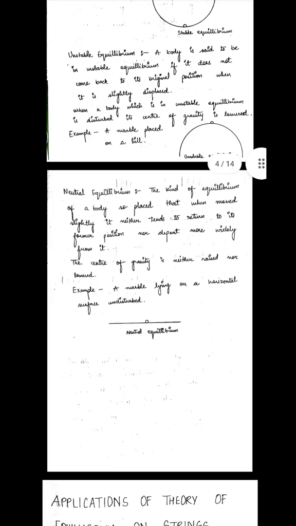Third is neutral equilibrium. The kind of equilibrium of a body so placed that when moved slightly, it neither tends to return to its former position nor depart more widely from it. The center of gravity here is neither raised nor lowered. For example, a marble lying on a horizontal surface undisturbed.